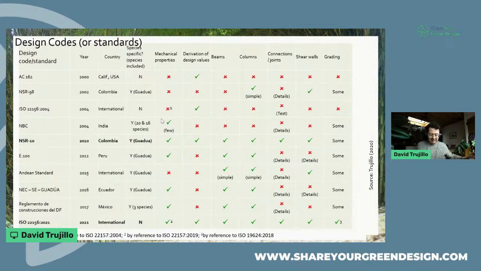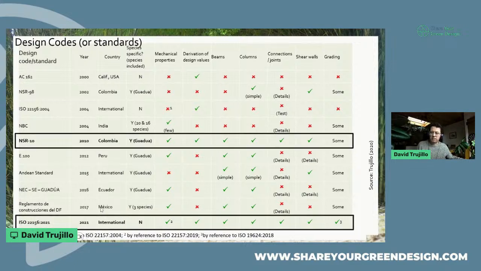The reality is, if you look at this chart, many of these don't tick all these boxes. They don't give you mechanical properties, or they don't tell you how to derive design values, or how to design beams or columns or connections or shear walls or any grading. The one that comes closest to ticking most of these boxes was developed in 2010 in Colombia. And the next one on this list that comes near to ticking all these boxes is the ISO 22156. So the reality is, there are some standards out there. They're not very useful, with the exception of these two I've got in bold.